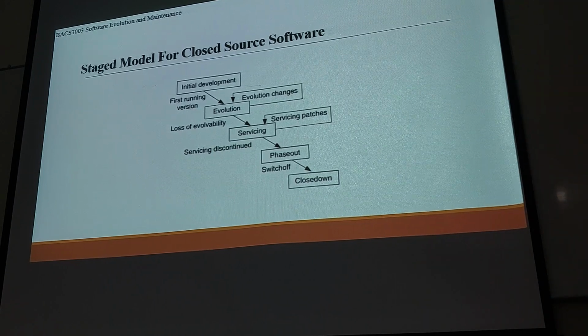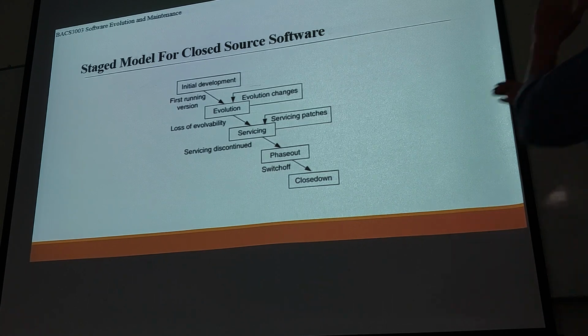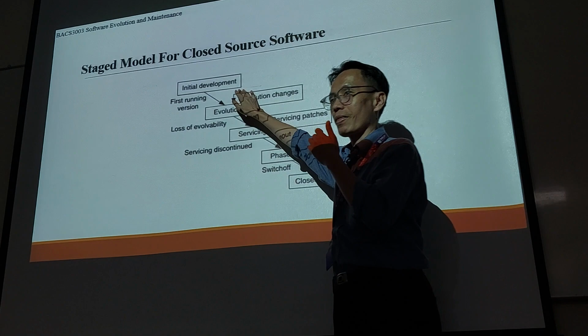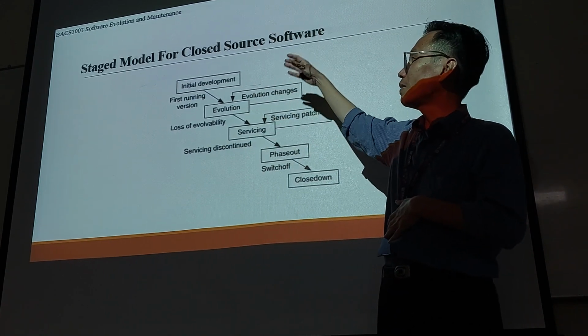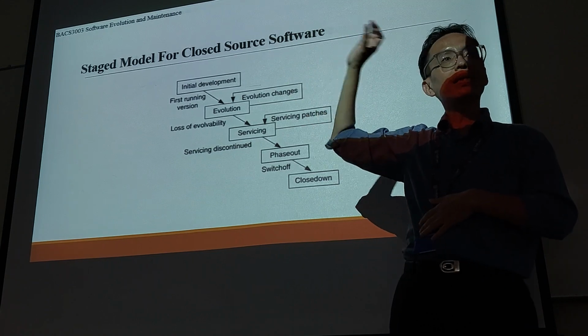Now we come to this stage model. This stage model is another topic. It's not the reuse-oriented model anymore, okay? So this stage model discusses the life cycle of a product. We can say it's the life cycle of the evolution of a product. Now, initial development. The first stage model we are talking about is closed source software. What is closed source software?